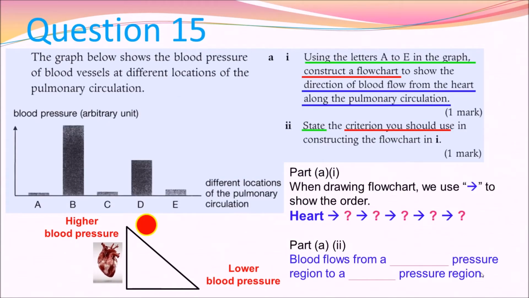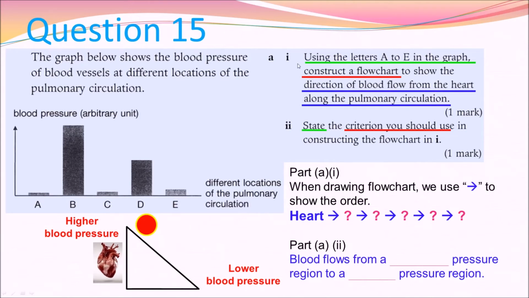And then the last question, question 15, is talking about blood pressure. In the graph you can find the blood pressure of blood vessels at different locations of the pulmonary circulation. Pulmonary circulation means the circulation between the heart and the lungs. The heart pumps the blood to the lungs, and then the blood comes back from the lungs to the heart. According to this graph, A, B, C, D, E are the blood vessels, and the y-axis is the blood pressure. You can find that blood vessel B has the highest blood pressure, and blood vessel A has the lowest blood pressure. A, B, C, D, E.